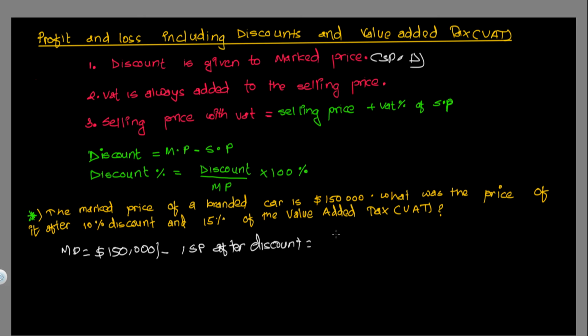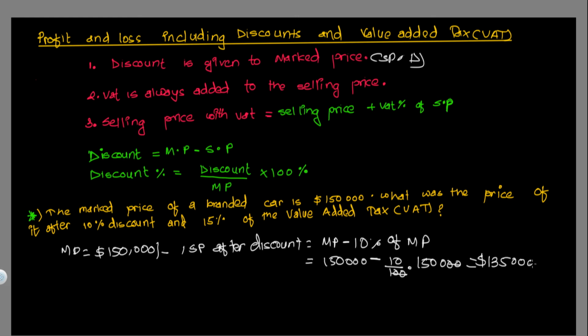which will be MP minus 10%, which is the discount percent of MP. So MP is 150,000 minus 10 over 100, removing the percent, and again MP is 150,000. This term gives us 15,000. If we subtract 15,000 from 150,000, we get $135,000. But this is the SP after discount.